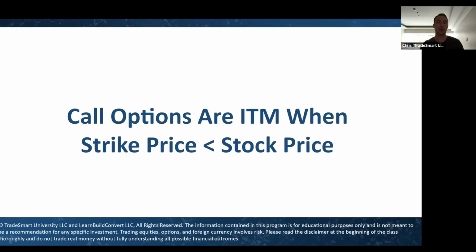So call options are in the money when the strike price is less than the stock price, right? If the stock's trading at 100 and you can buy it at 90, well, that gives you $10 of built-in equity, right? I think that's pretty easy to understand. So that is then in the money.